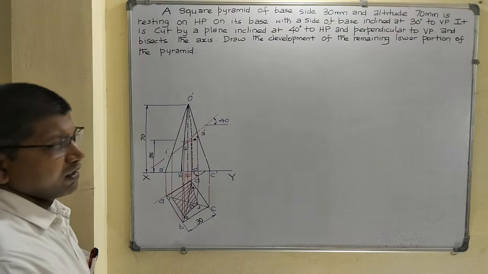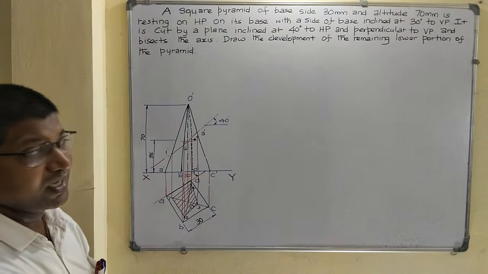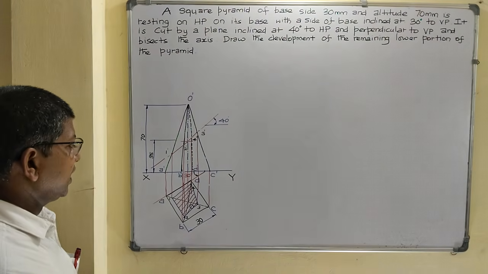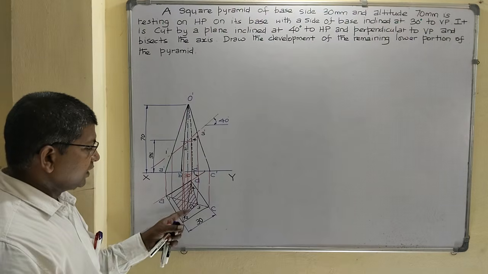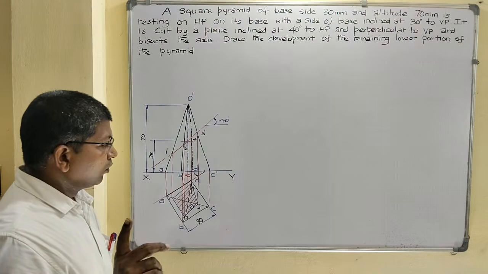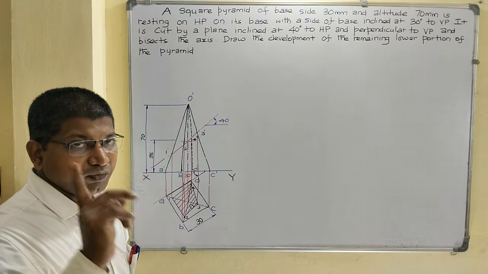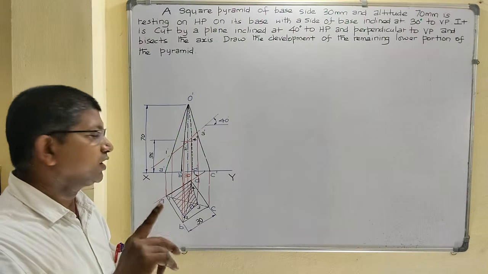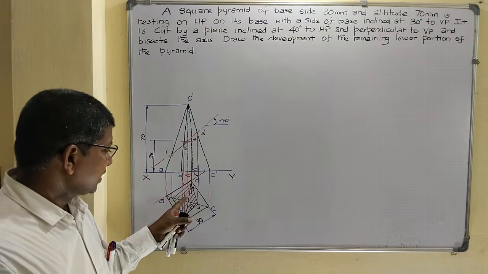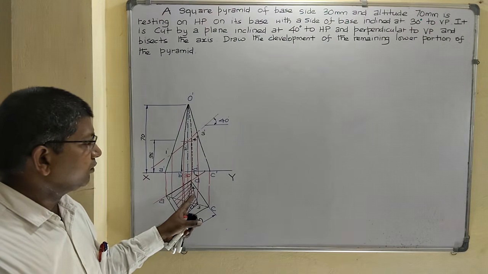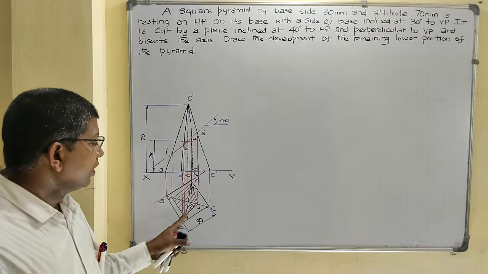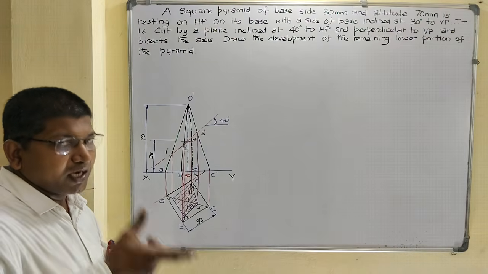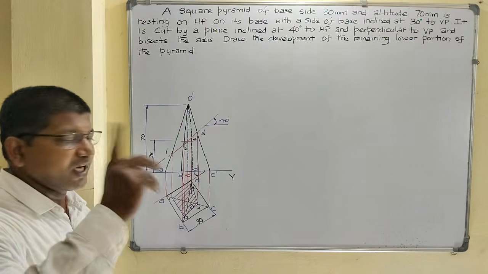Now go to the development. How to draw the development? By using the radial line method. How to draw the radial line? First find the true slant edge. When the slant edge is parallel to VP, the front view is the true slant edge. Otherwise, here all the slant edges are inclined to VP. So tilt one slant edge parallel to VP and then find the true slant edge.